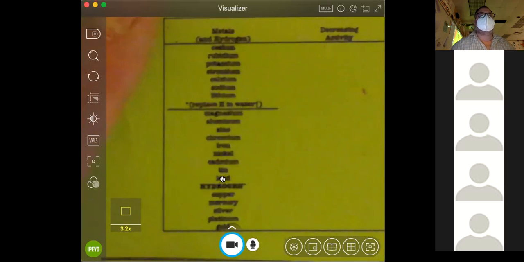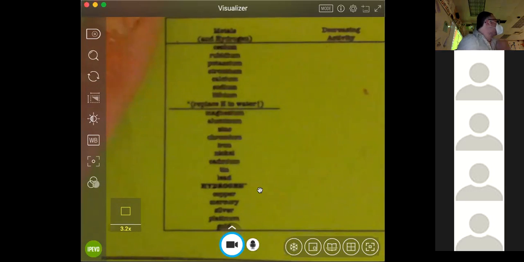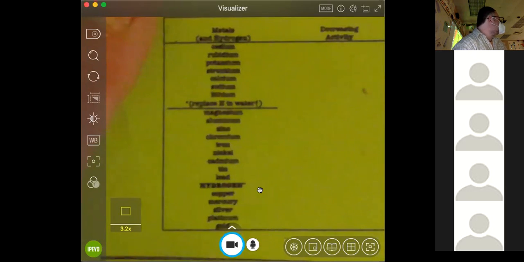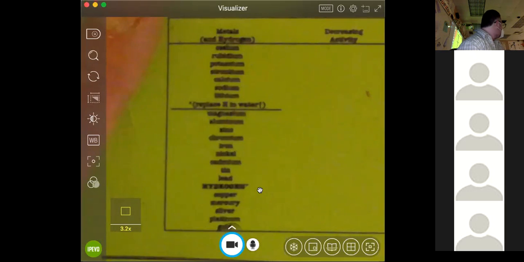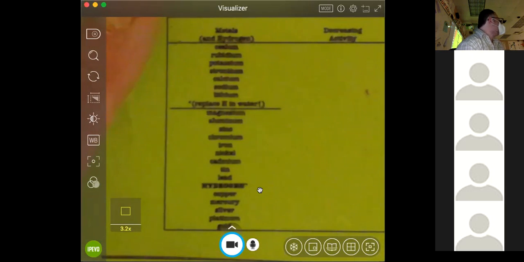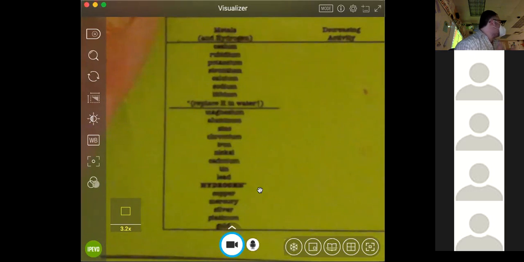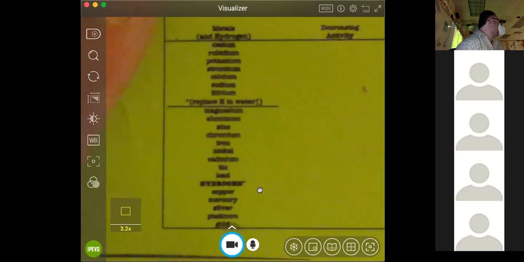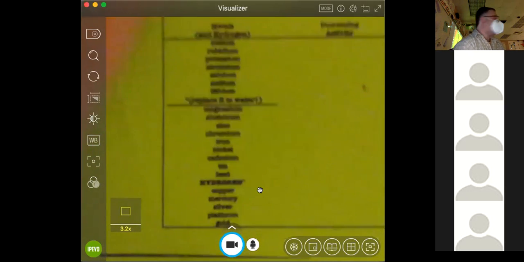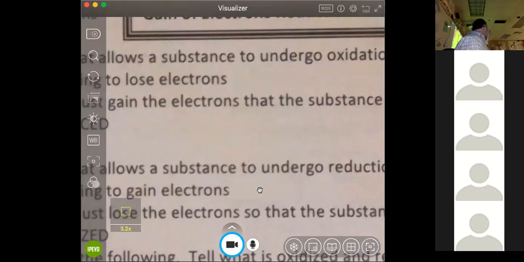You can see that the last one there is lead, right before hydrogen. This is a major reason why they took out lead piping and stuff like that, because if the water was acidic at all, then that would leach lead into the water supply. And if you were drinking that and your brain wasn't fully developed, that could cause some very specific brain problems.